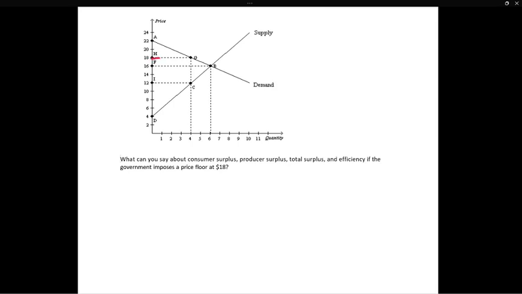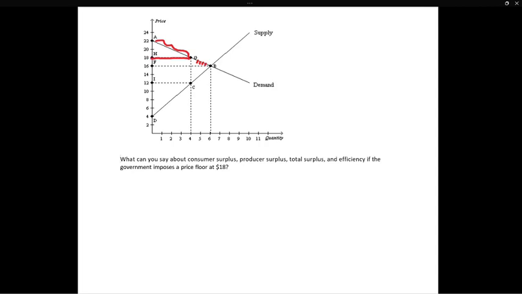I will draw the price line at $18, and when the price increases to $18 for the consumers, some consumers will leave the market. These consumers here are not willing to pay $18 or more, so they will leave the market. Only these buyers here are willing to pay $18 or more, so these buyers will participate in the market.